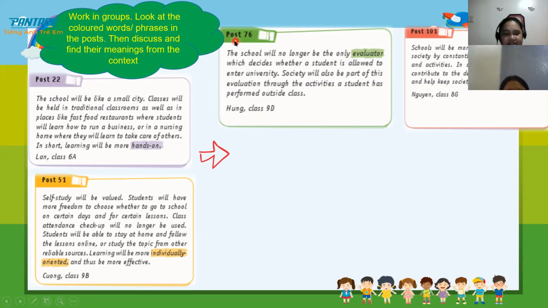Post 76. The school will no longer be the only evaluator which decides whether a student is allowed to enter university. Society will also be part of this evaluation through activities a student has performed outside class.